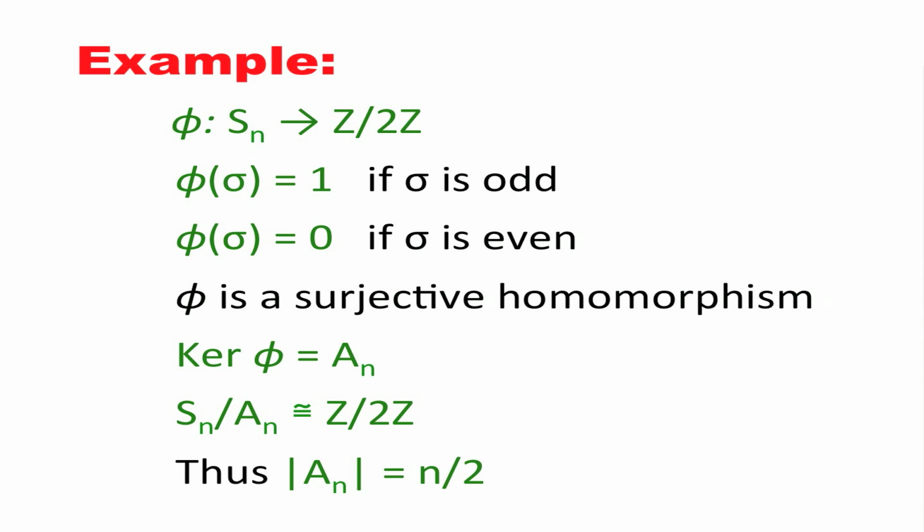Let phi be a function from the permutation group Sn to Z by 2Z. So, phi of sigma, where sigma is the permutation here, is equal to 1 if sigma is odd and equal to 0 if sigma is even. So, this is the function that we have defined. Clearly, phi is a surjective homomorphism and kernel phi is the alternating group An. So, Sn by An is isomorphic to Z by 2Z, and we know that the cardinality of An is n!/2.